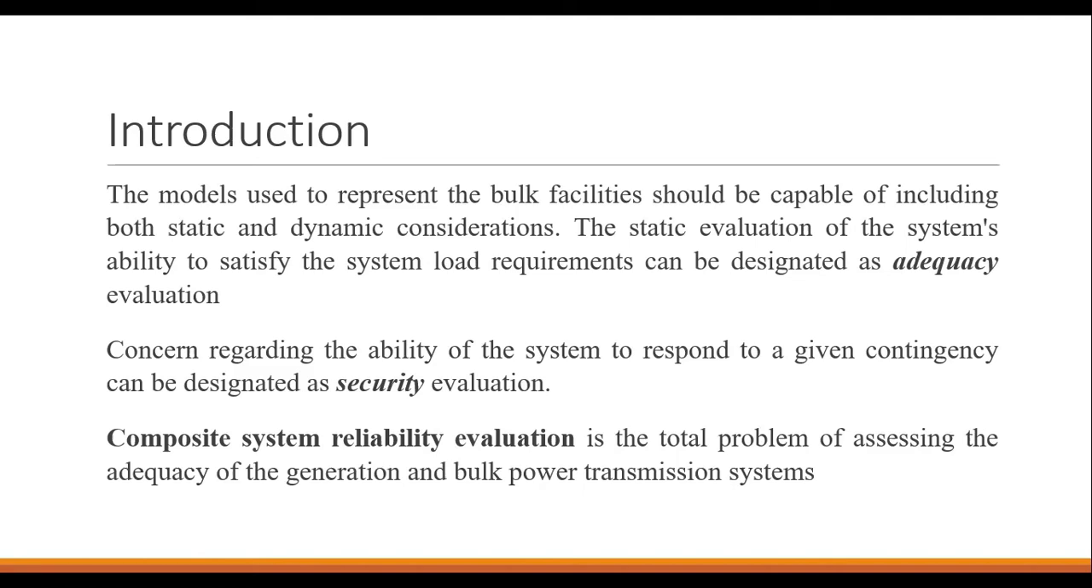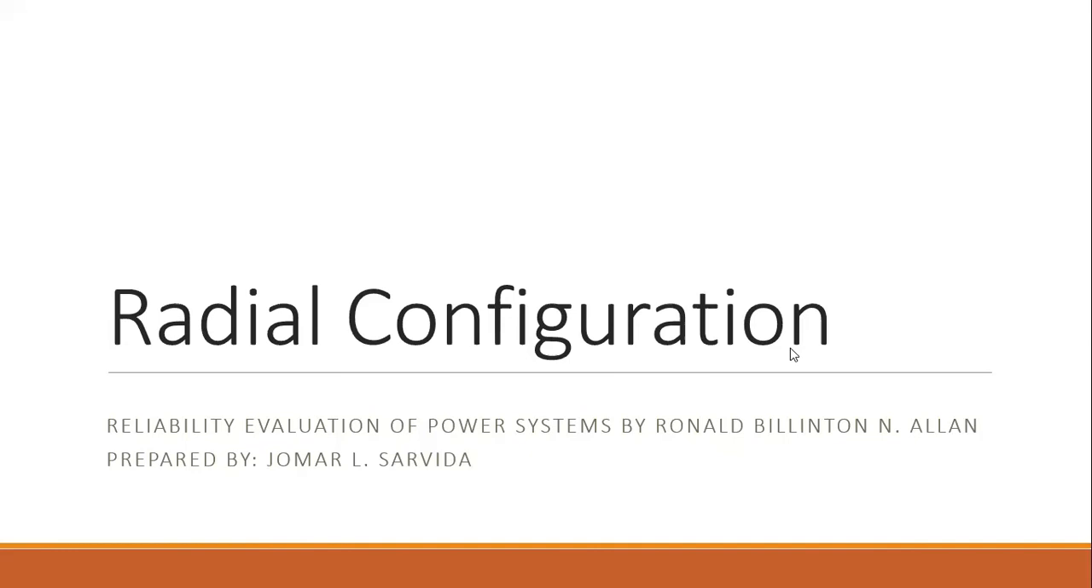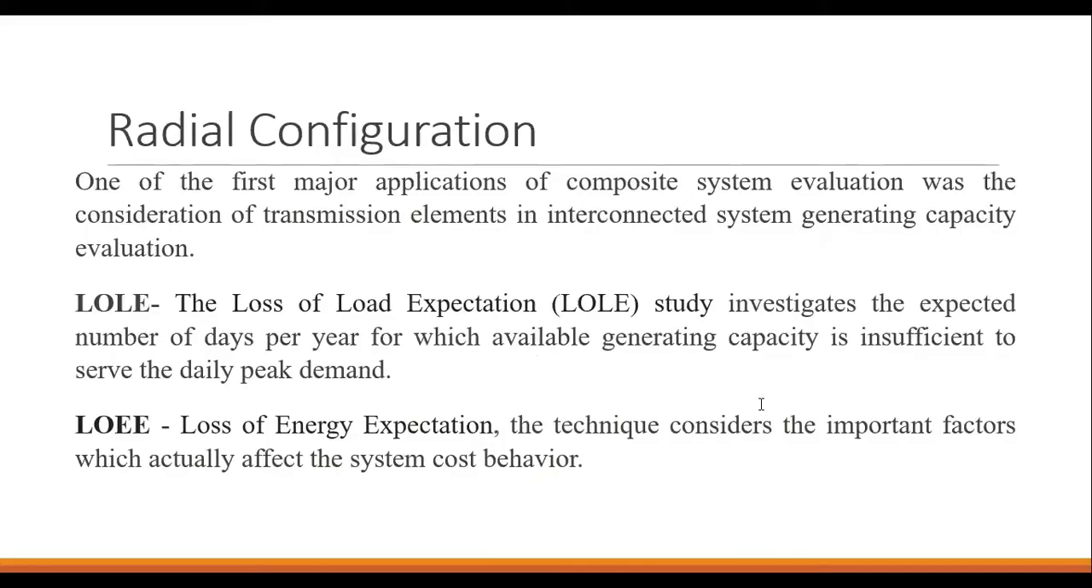Now we also talk about regional configurations. One of the first major applications of composite system evaluation was the consideration of transmission elements in interconnected system generating capacity evaluation. This is done by using the array method and equivalent unit approach. We have here some definitions we should know first.